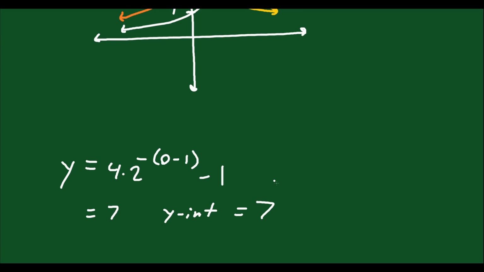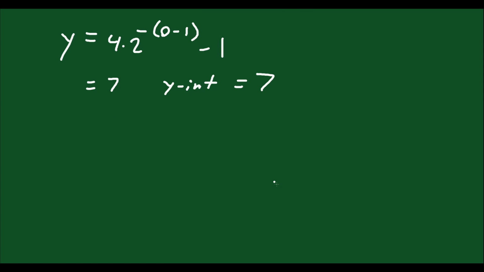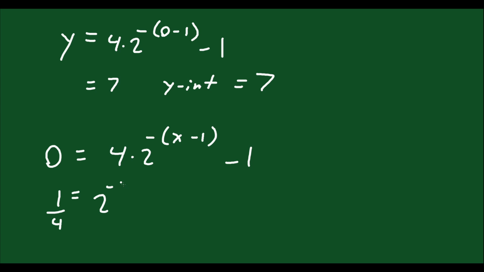If you wish, you could also label the x-intercept. You could set y to 0 and solve for x. So 0 equals 4 times 2 to the negative x minus 1, minus 1, just like that. Move 1 to the other side, so 1 equals 4 times 2 to this. Divide both sides by 4, so 1/4 is equal to 2 to the exponent negative x minus 1.